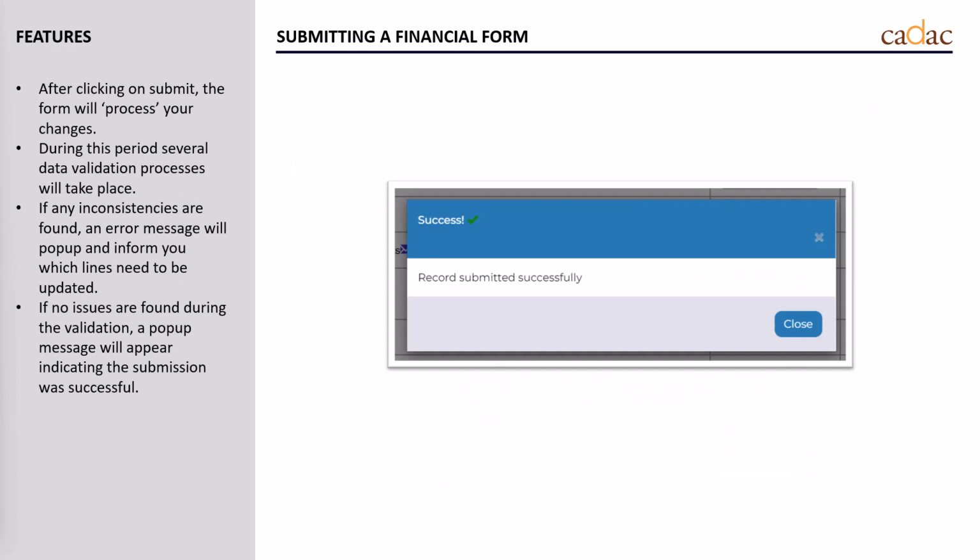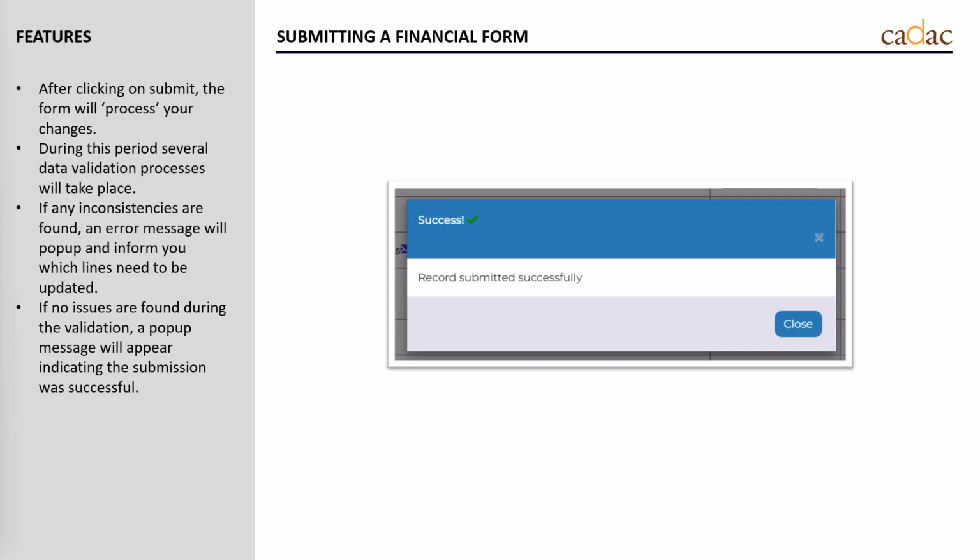Once you have clicked on Submit, the form will process your changes. So there's several data validation processes that can take place at this moment. So in our case, let's say that no issue were found during the validation process, then a pop-up message will appear and indicate that the submission was successful. So you're all good to go.